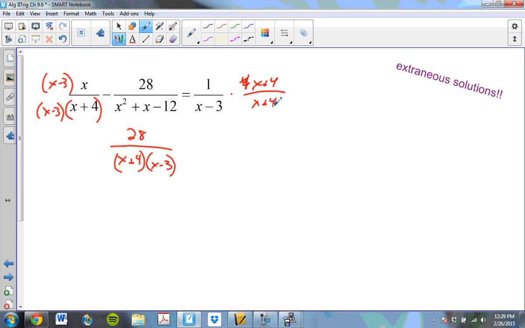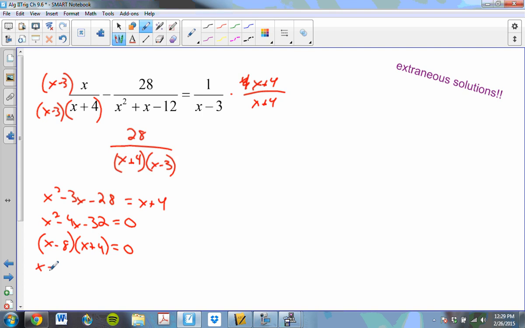So I end up with x squared minus 3x minus 28 equals x plus 4, and I'm just going to drop the denominators. I don't really need them. So I subtract an x from both sides, and I get x squared minus 4x. I subtract a 4 from both sides equals negative 32. And this can factor, so I'll factor it as x minus 8 times x plus 4. So my solutions are x equals 8 and x equals negative 4.